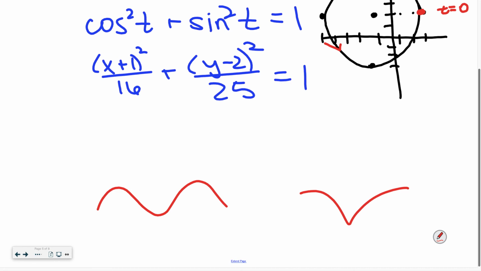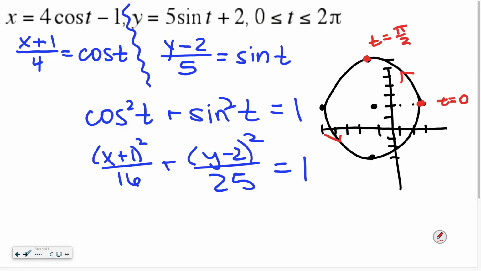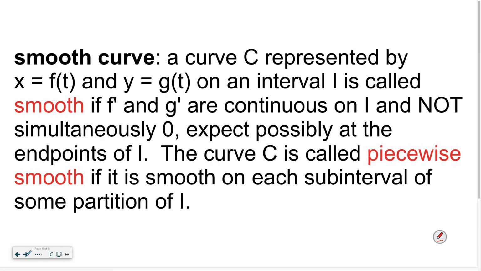Well, now we're in the parametric world, and things are a little bit different in the parametric world. If we have a parametric set of equations, then we say that it is smooth if f prime and g prime are continuous and not simultaneously zero. Okay, so this is what you need to write down.